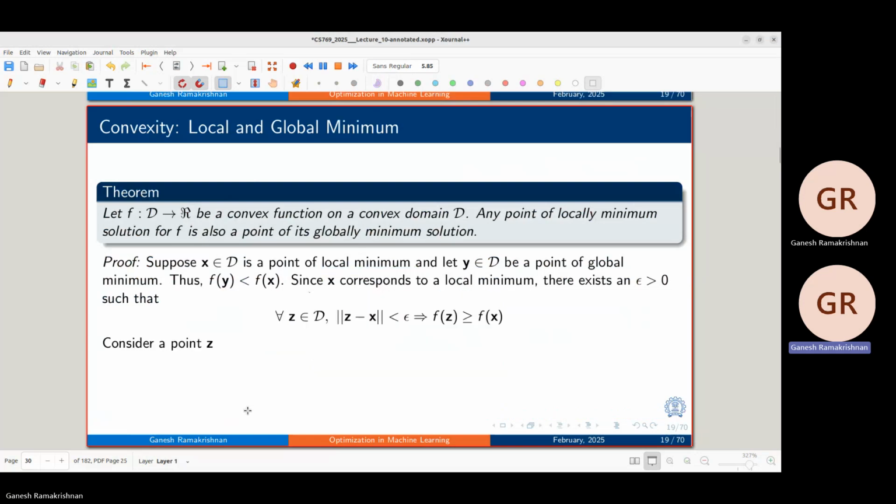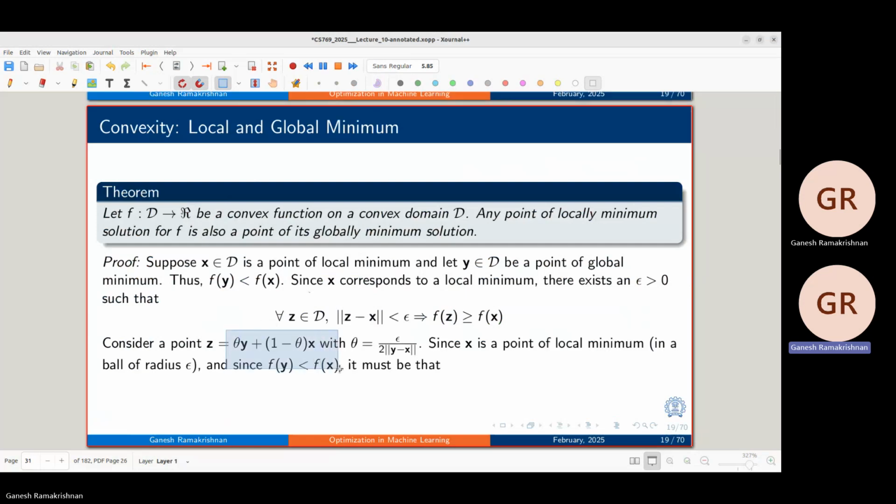That's the rest. Okay, so consider this point Z, and how am I going to construct Z? Z is theta y plus 1 minus theta x. The only thing is I have to manipulate this theta to be epsilon divided by 2 norm of y minus x. It's basically halfway between x and y, as I was showing in the figure. So let's try and do that.